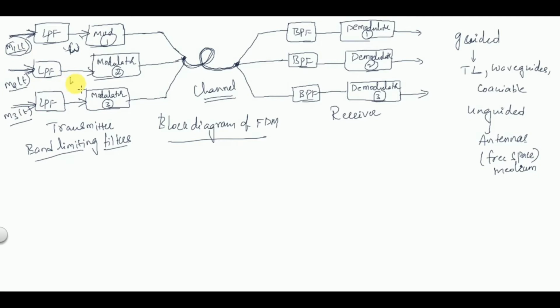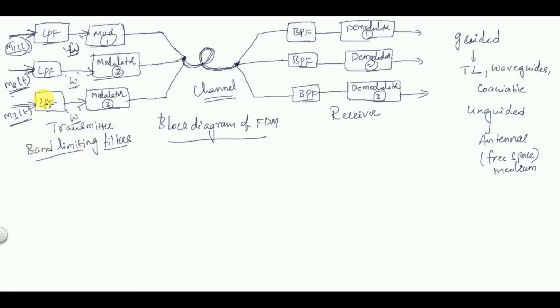Similarly, the same bandwidth W exists for M2 of t, and the same bandwidth also exists for M3 of t. This is just an assumption, because all the signals are of the same type. If you assume all the signals are video signals, or audio signals, or voice signals, then the bandwidth will be the same. So W, W and W here.